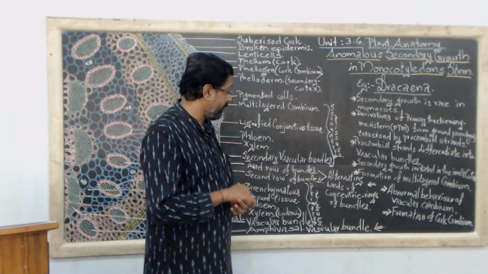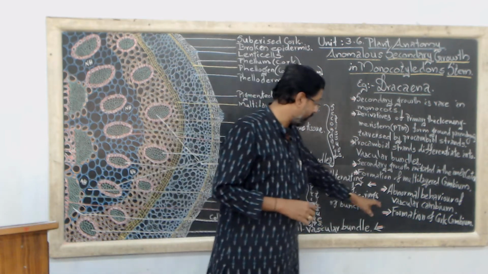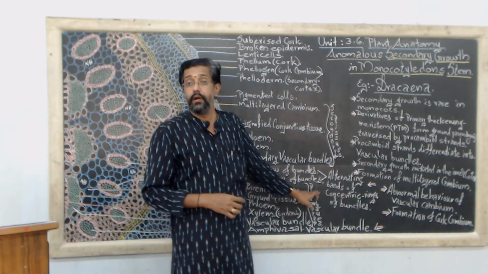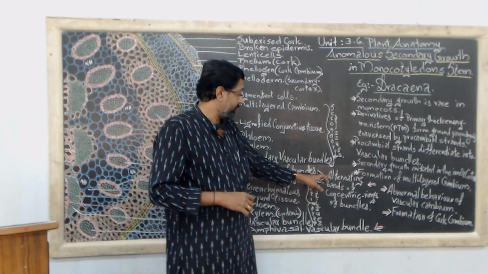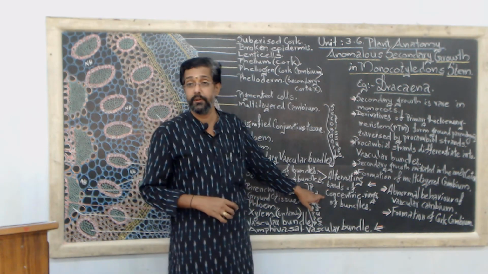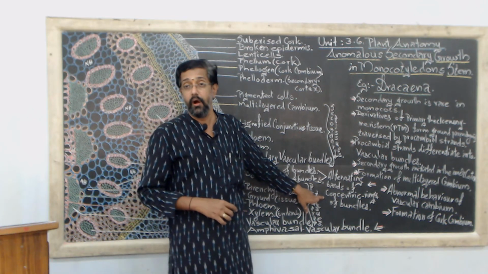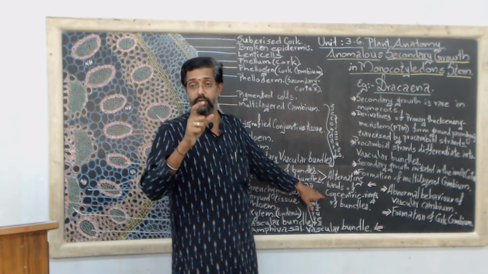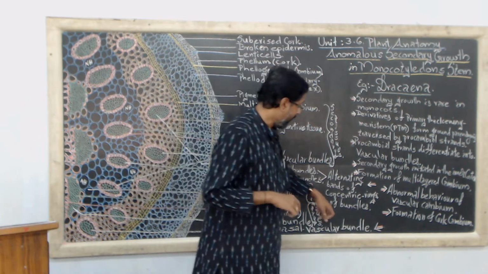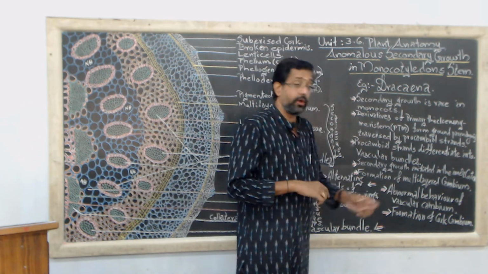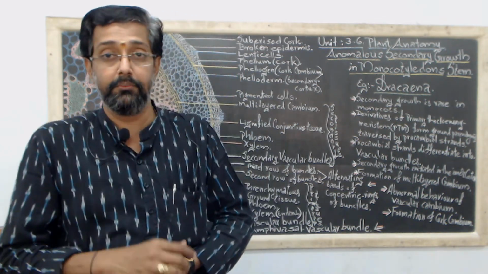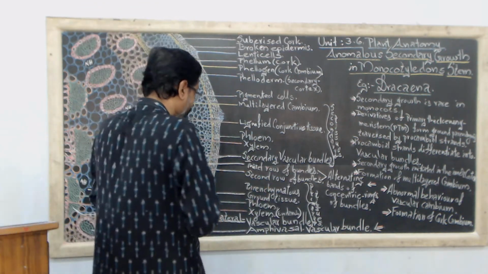And coming to the nature of abnormal behavior of vascular cambium, it is due to such alternating bands of concentric bundles which are formed in the outer region of ground tissue in Dracaena. This is one of the plants. And coming to the formation of secondary growth in thickness in a monocot stem, example Dracaena.